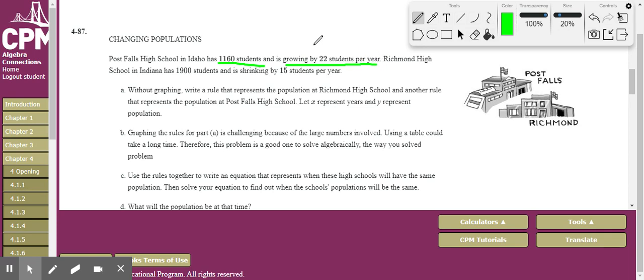So I'm just going to make a little note to myself. That's plus 22 per year. So that'll be 22 times the years. And if I go down here, it says X represents years. So this is going to be plus 22X.